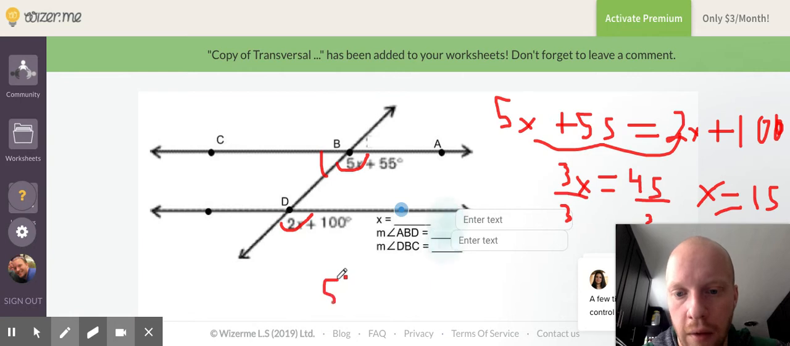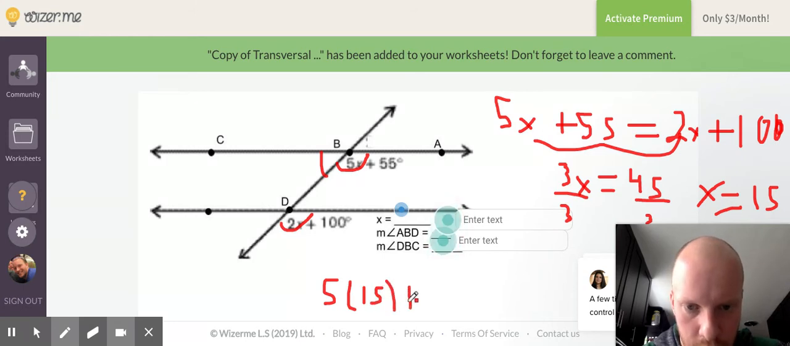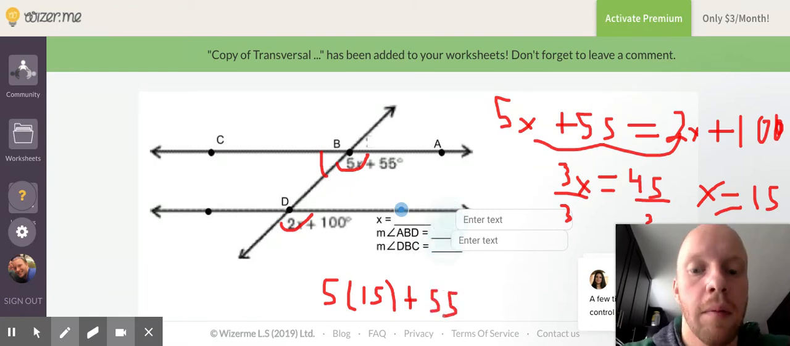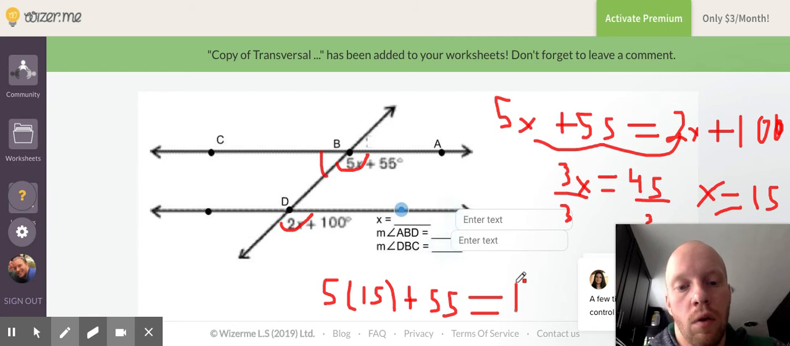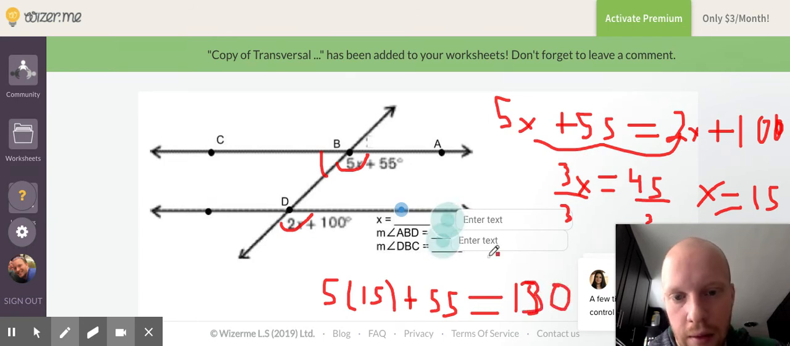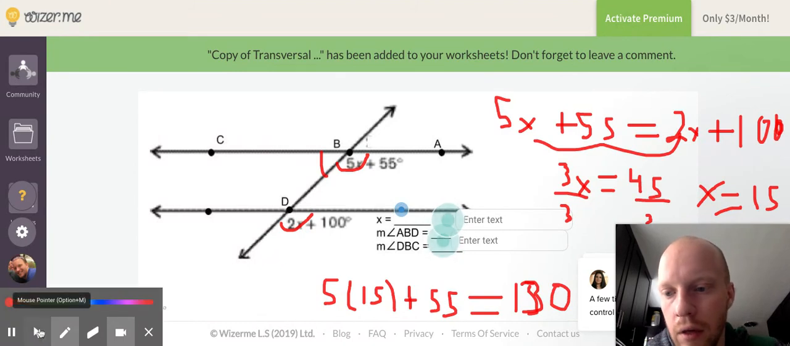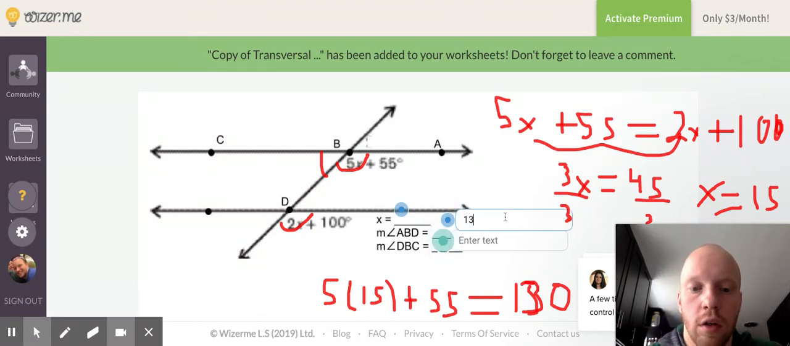So we're going to do 5 times, and I'm going to do parentheses, 15 plus 55. 5 times 15 equals 75, right? And 75 plus 55 is going to give me 130. So we know that's a terrible 3, but let's pretend this says 130. So we know the measure of angle ABD, so I'm going to go back to my cursor, is 130 degrees.